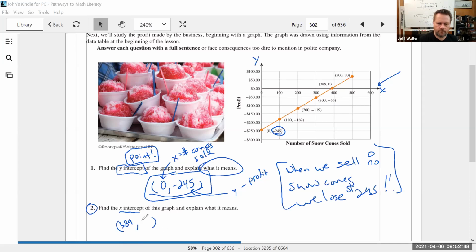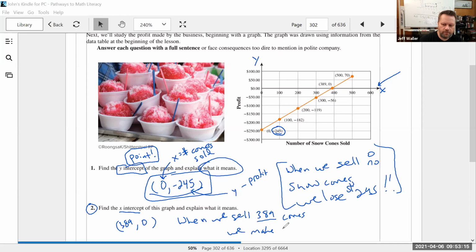389, 0. All right, and what does that represent? You can actually tell me in a little phrase, or you can tell me more directly what it translates into. So let's start off with the direct translation. When we sell how many cones? Snow cones. 389 cones. We break even.